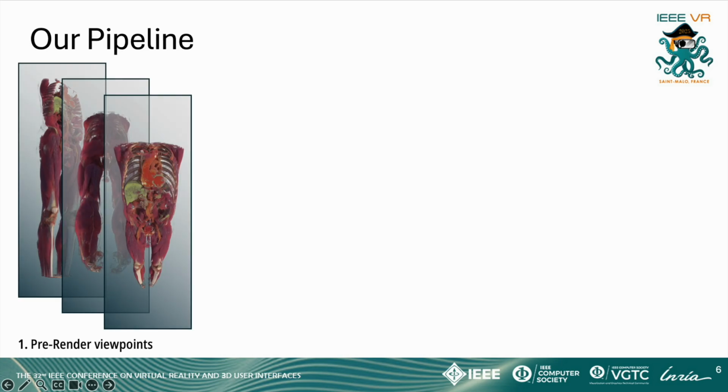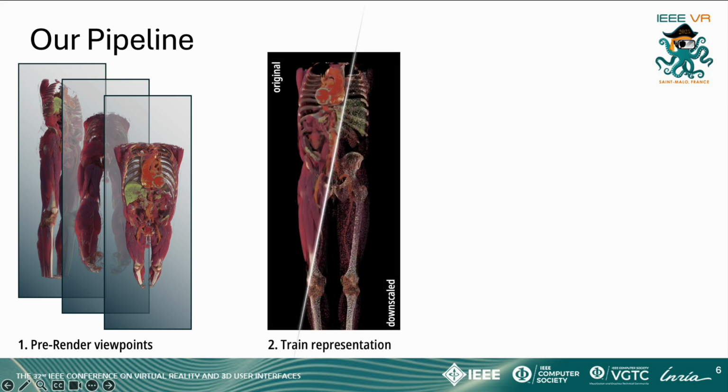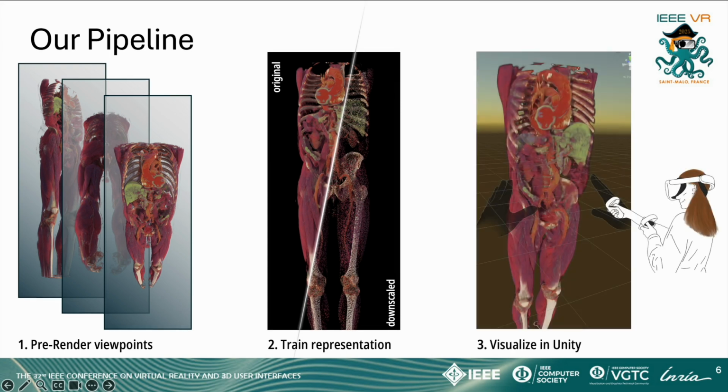Our pipeline thus looks like this. First, we pre-render various views of our target anatomy from multiple angles in high quality with our path tracer. We then train a Gaussian splatting representation on these images. This representation can then be displayed on different devices via a rendering application, in our case the Unity game engine, where the Gaussian splatting data is imported and further compressed.